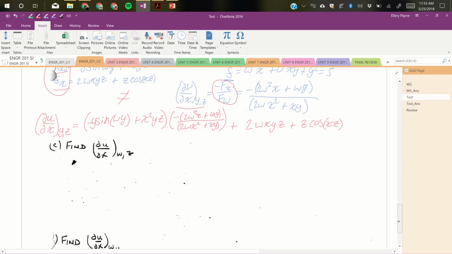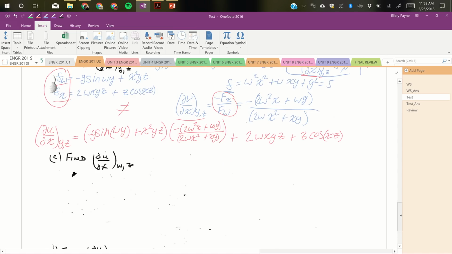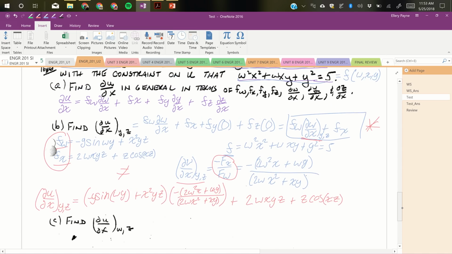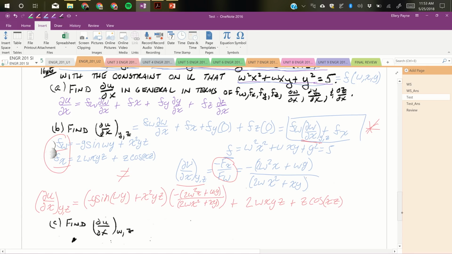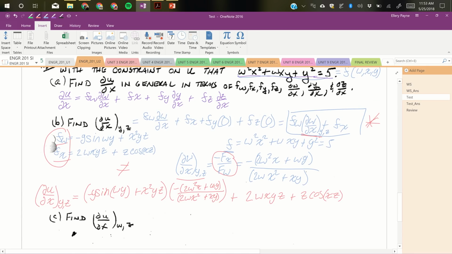All right, so the last one is really quick and easy. This next one is pretty much the same as the previous one. The only difference is now instead of holding y constant, we're holding w constant, with z still being held constant.